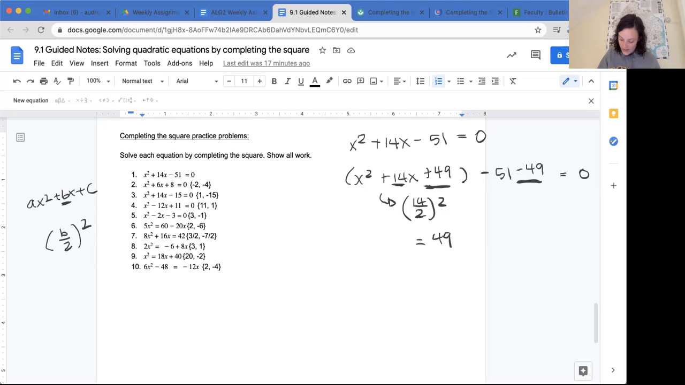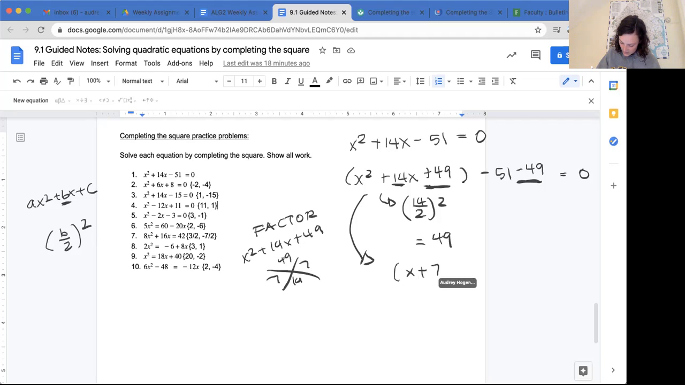And then from here, it's pretty easy, because I need to factor this trinomial, x squared plus 14x plus 49. 49, 14, that's going to be 7 and 7. So I'm going to have x plus 7 times x plus 7, and 51 plus 49 is 100, so minus 100 equals 0. So I have x plus 7 quantity squared is equal to 100.